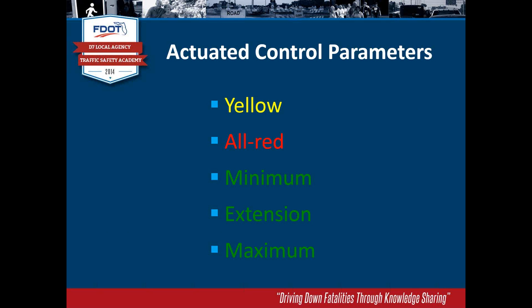Some of the control parameters for an actuated controller are listed here on the screen: the yellow, the all red time, and then, for an actuated controller, what's called a minimum, an extension or gap interval, and then you put in a maximum. And I'll show you what those are all about.